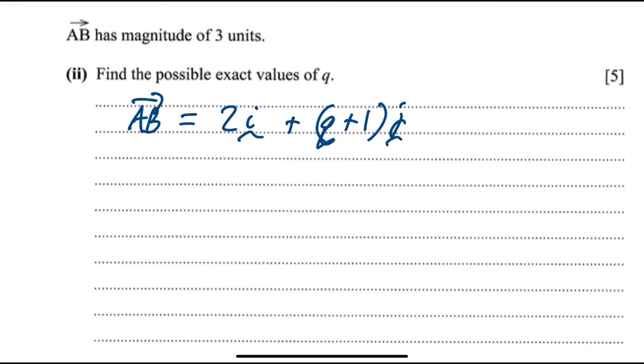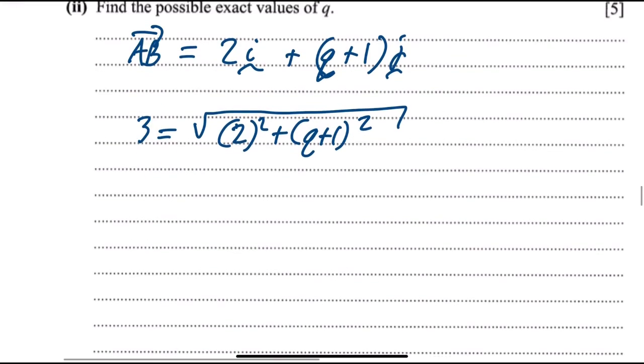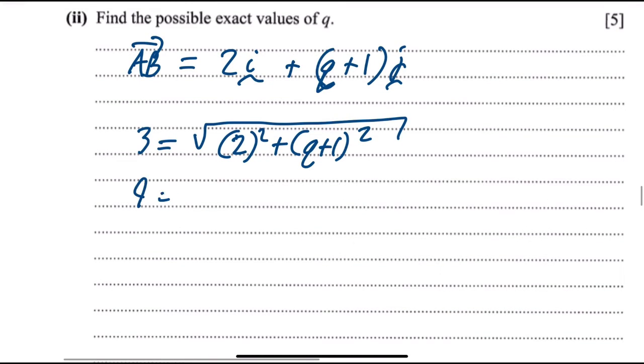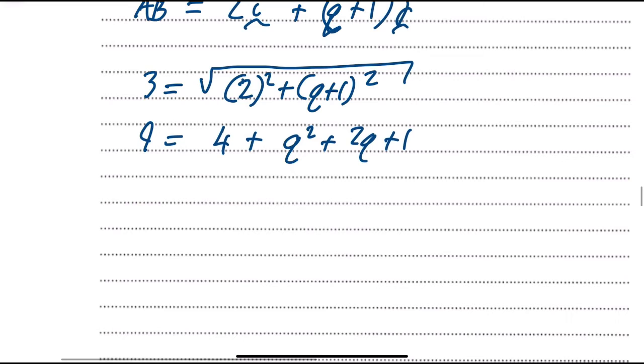So what does that mean? That means 3 is equal to the square root of 2 squared plus (q plus 1) squared. And then square both sides, and you're going to get 9 is equal to, and then square that 2, you're going to get 4, and square the q plus 1, you're going to get q squared plus 2q plus 1. Bring everything over to one side, tidy up, you're going to get q squared plus 2q minus 4. When you bring that 9 across, 4 plus 1 is 5, and then minus 9 is minus 4, yep. And then this is a quadratic equation.